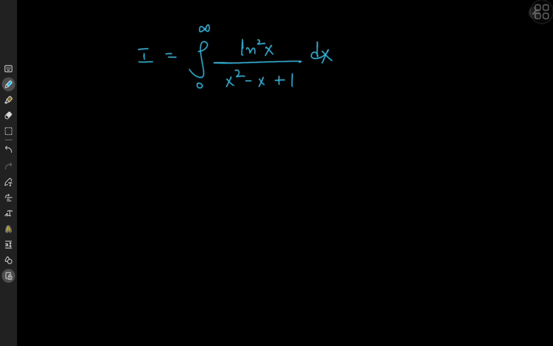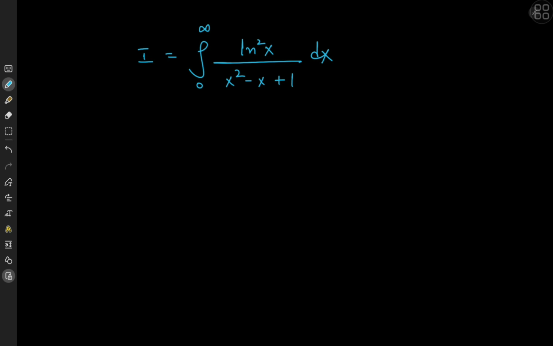We have the integral from 0 to infinity of log square x divided by x squared minus x plus 1. And the solution development is really cool, and we're going to derive a related result later on in the video. So how exactly would I like to begin?